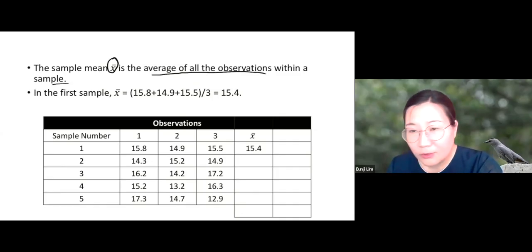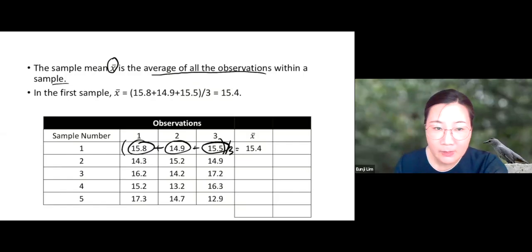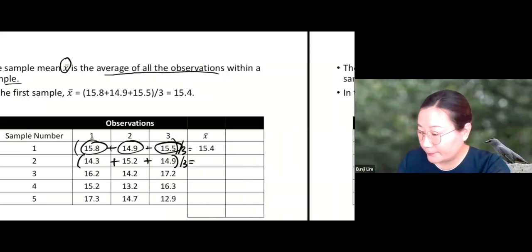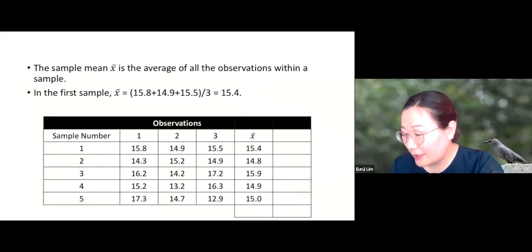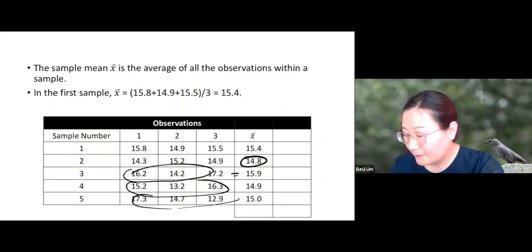So in the first sample, we have 3 observations. So you average them, you add them up, divided by 3, you get 15.4. And we're going to repeat this for each of the samples. For sample number 2, you add them up and divide it by 3, you get 14.8. And you repeat this for sample number 3, 4, and 5.